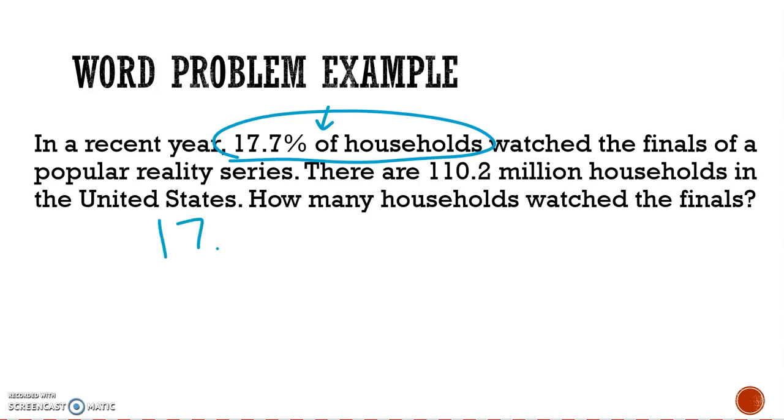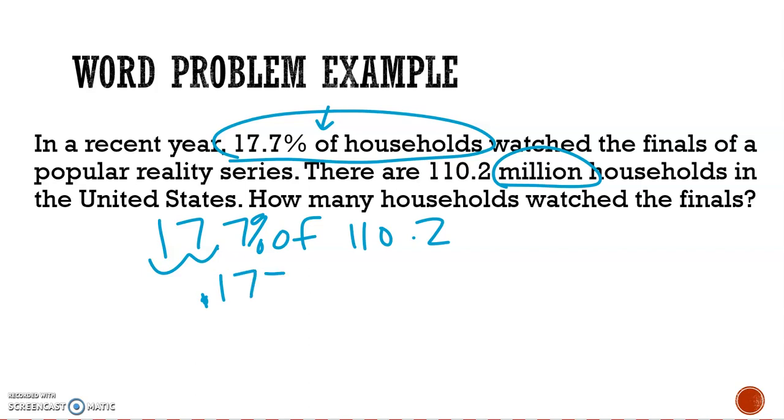So if I rewrite this out, 17.7% of 110.2 million. I know it says million, and I'm going to keep that in mind. I'm not going to change my 110.2 into millions by adding all these zeros. I'm going to multiply by 110.2. I just have to make sure that million gets into my final answer. This is a percent, so I still move it 2 spots, so I have 0.177 times 110.2.